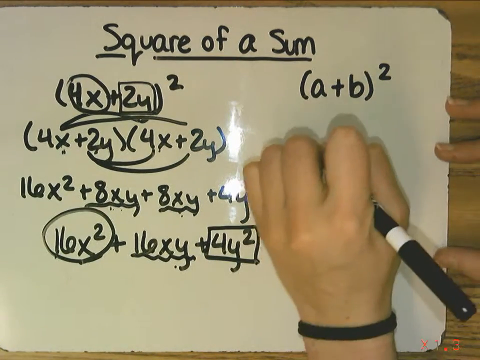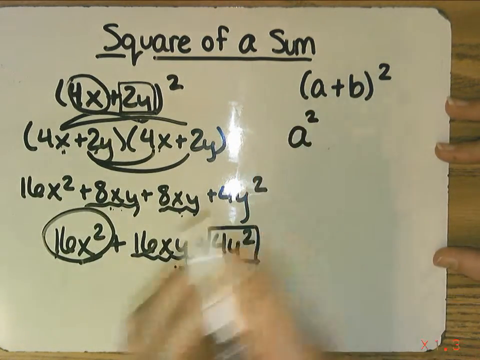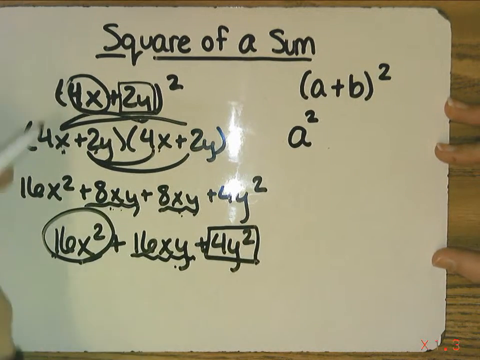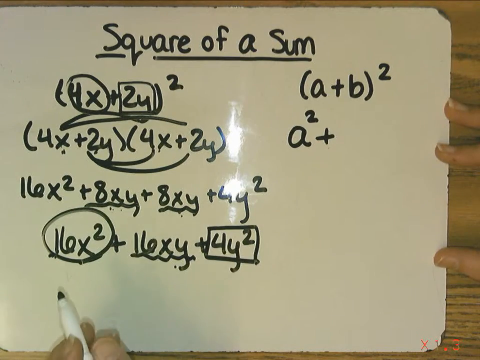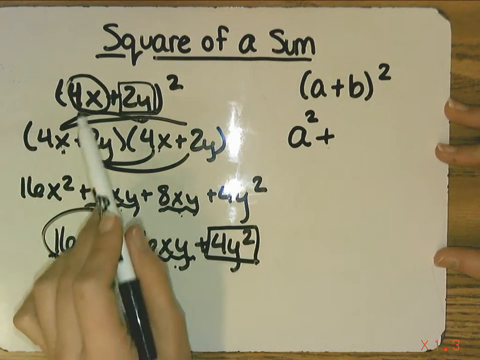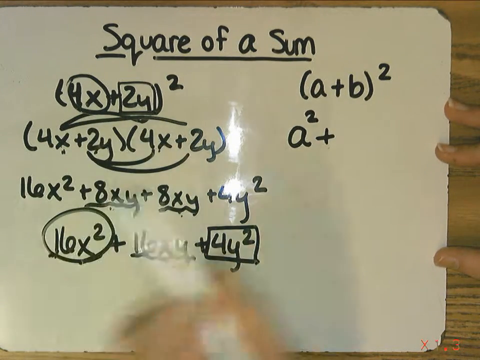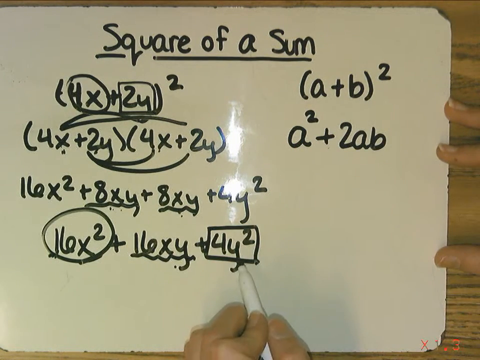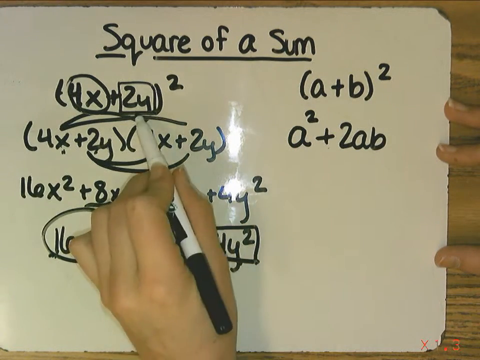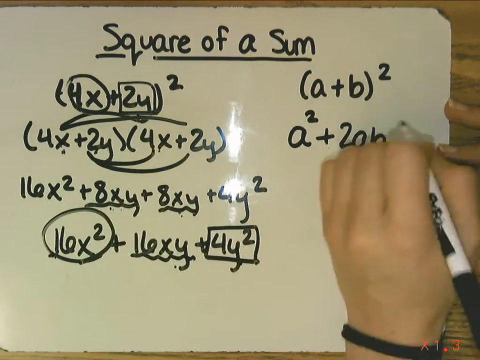So a little shortcut to skipping some of this foiling whenever I have the square of a sum is I can rewrite it as a squared, the first piece squared, gives me the first part of my product, plus 2 times the product of my two pieces, plus my second monomial squared.